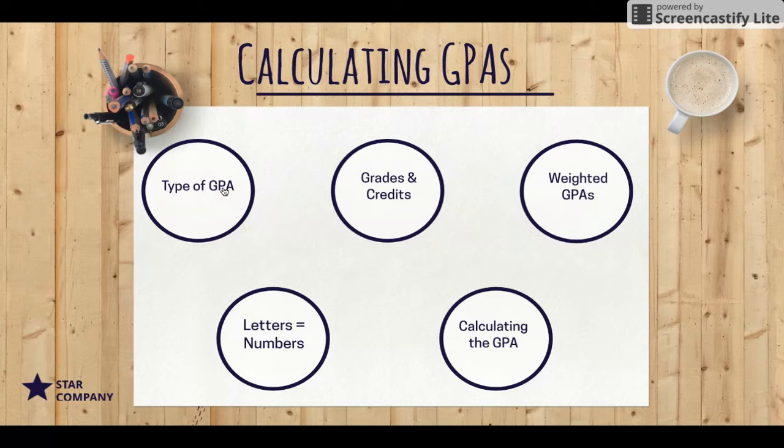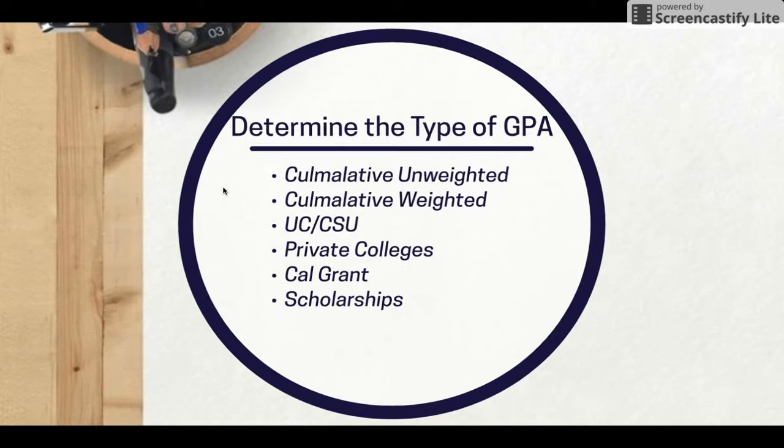In this webinar, you're going to understand how to calculate any GPA. So the first step is determine the type of GPA you want to calculate, whether it's unweighted, weighted for a UC, CSU, private college, Cal Grant, or specific scholarships. And you need to have the understanding of what the criteria are, whether PE or non-A3G courses are counted.